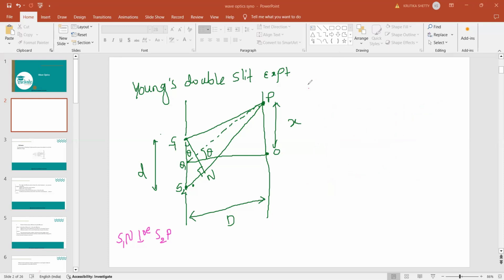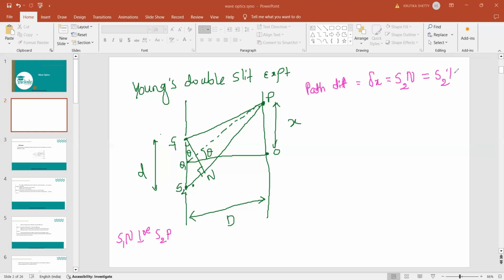So here we have the path difference. The path difference is taken as delta x, which is equal to S2n. So S2n is our path difference. Students, observe the figure to see how this S2n can be written.